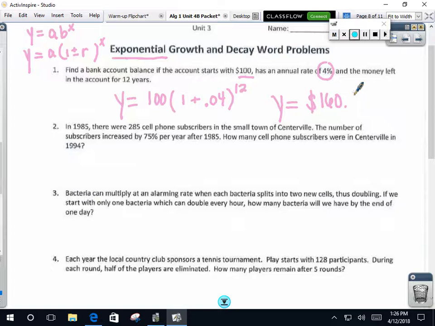Does it round to 10 cents? Oops, I wrote 11 anyway. $160.10. So really in those 12 years you only made how much money? $60.10. Well, that's how bank accounts work.